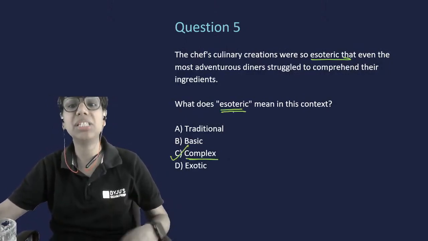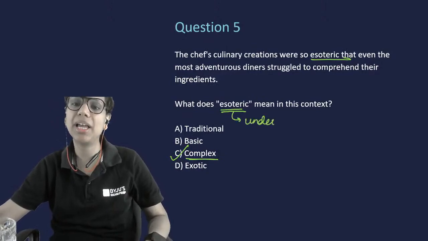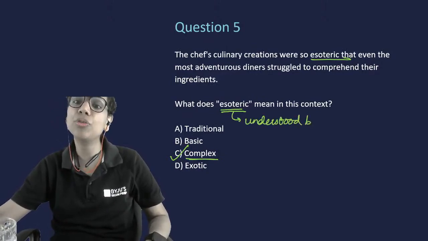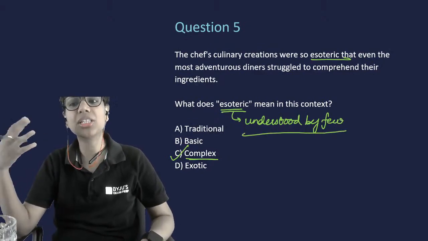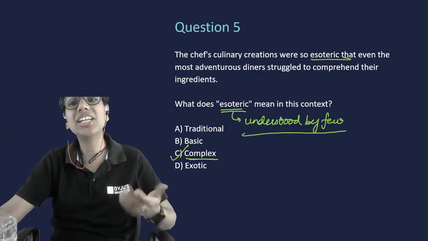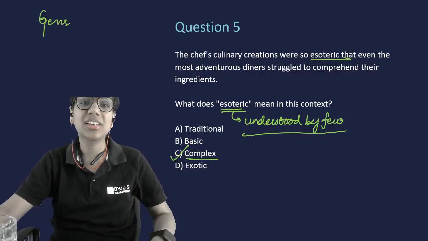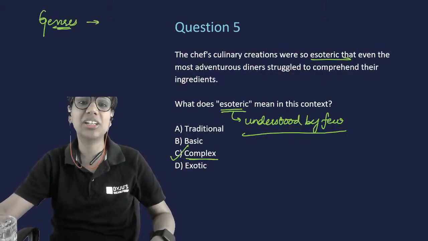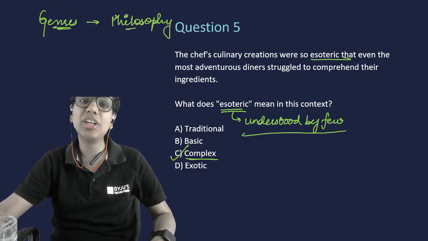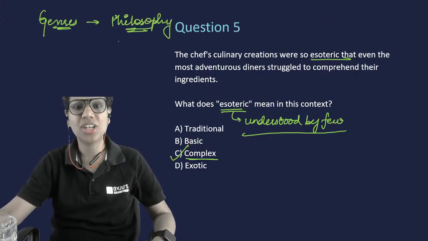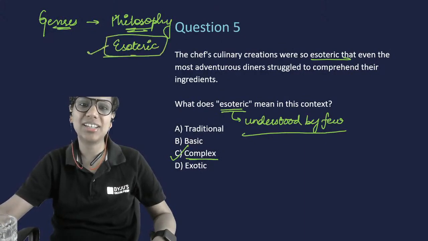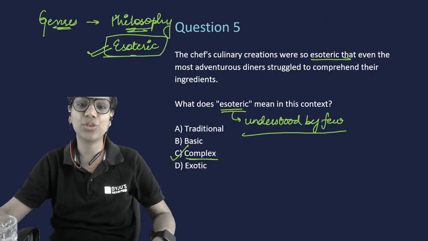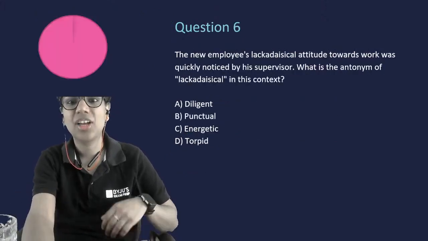Esoteric, the word means understood by few. Something that is not understood by everybody, it is understood by few. So, when you read some of your genres for RC passages, let's say you picked up a philosophy article, there may be days when you don't understand quite a few terms. On those days, the article that you picked up is perhaps esoteric, right? Understood by few, complex. All right.